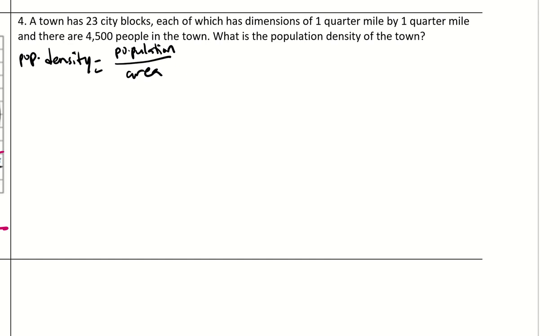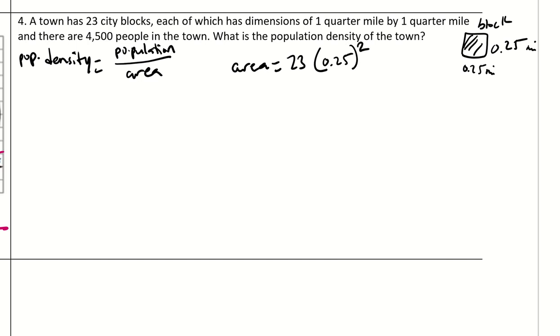All right, so we need to figure out the area of the town. Well, there's 23 blocks, and each of them is 1/4 mile by 1/4 mile, so they're 0.25 miles. 1/4 of a mile is 0.25. So each of those blocks is 0.25 by 0.25. This is for one block, and so the area of this is just 0.25 times 0.25, so it's 0.25 squared. And there's 23 of them, so I'm going to multiply by 23. So then the area is 1.4375 square miles. So that's the area of the town that they live in.